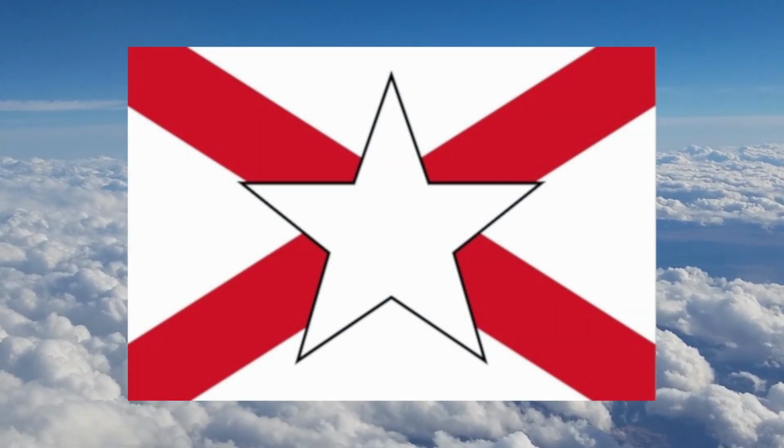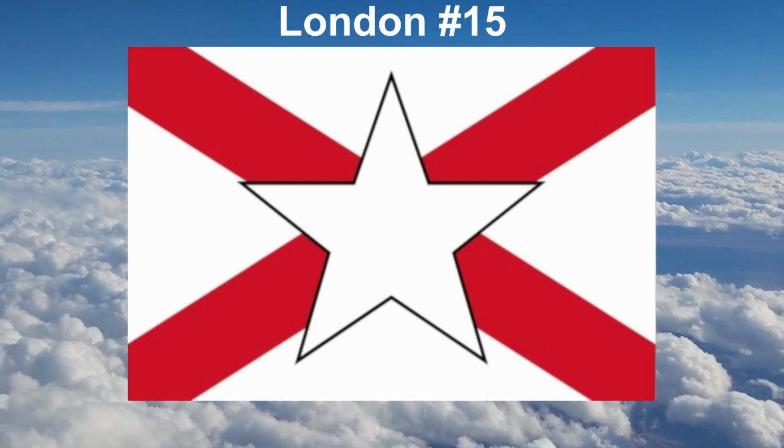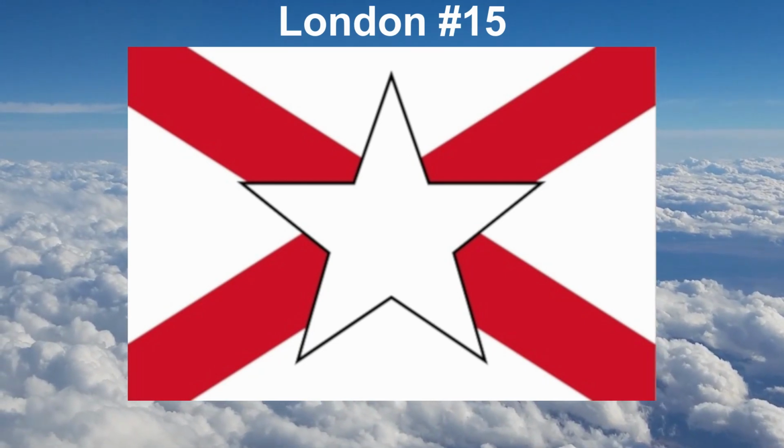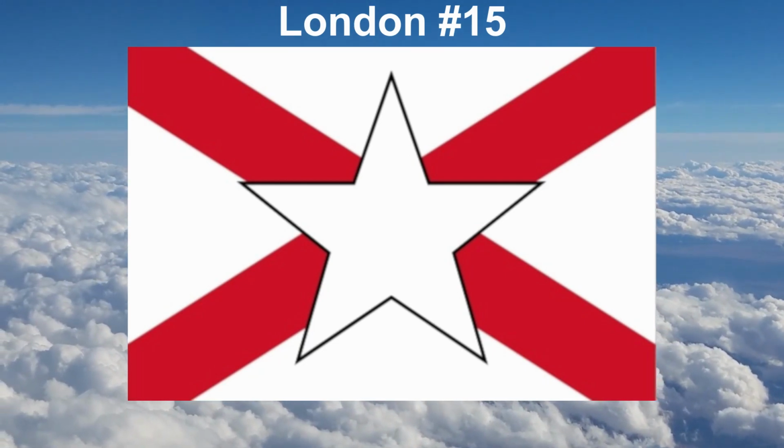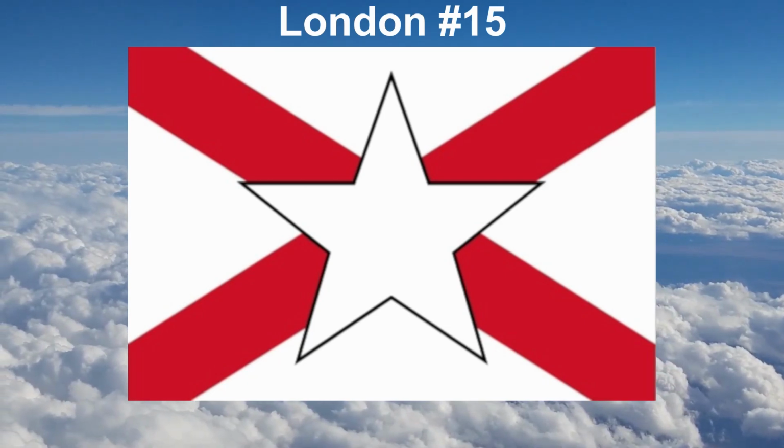Next up is entry 15. The red represents the blood of the people who died that fought for independence. The white symbolizes peace, and the star represents all of Greater London united.